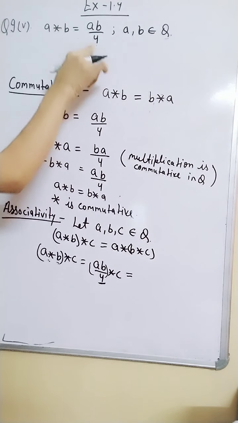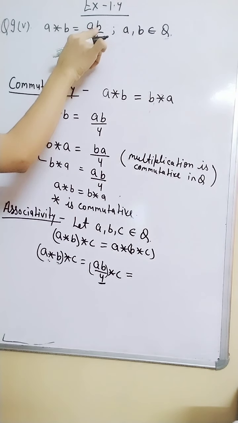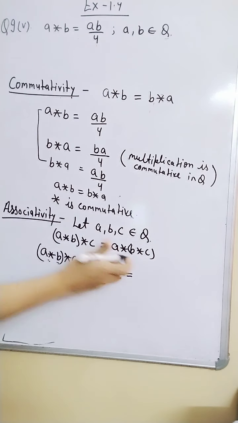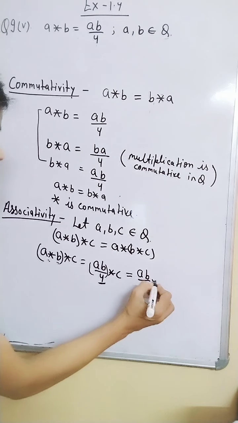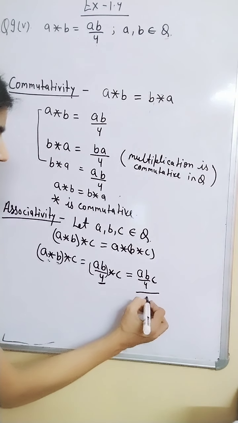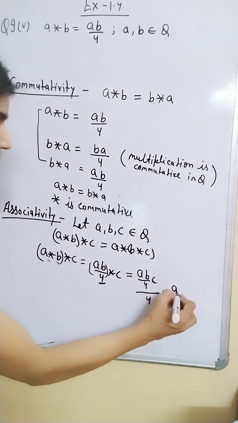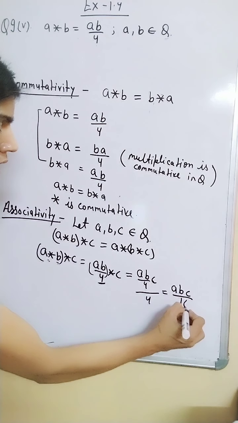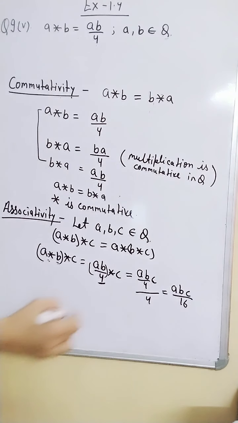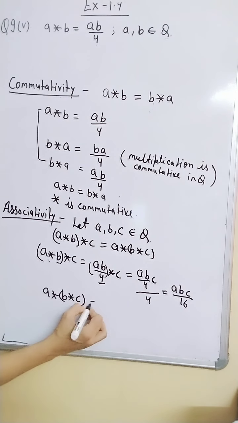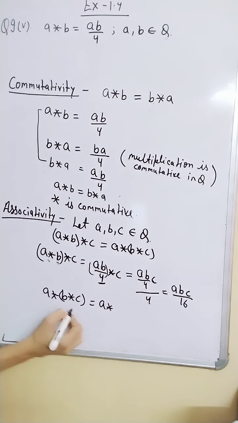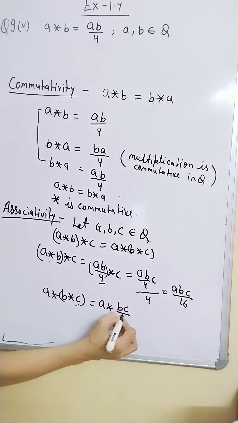So what is the given definition? First element multiplied by second element divided by 4. So first element multiplied by second element divided by 4. When you solve this, you will get ABC upon 16. Right? Same way, when we solve A operation (B operation C), first we apply operation between these two elements. So we will get BC upon 4.